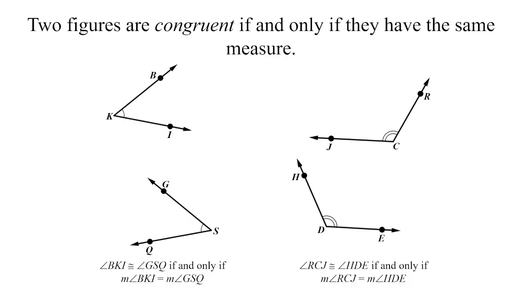So angle BKI is congruent to angle GSQ if and only if the measure of angle BKI is equal to the measure of angle GSQ. Angle RCJ is congruent to angle HDE if and only if the measure of angle RCJ equals the measure of angle HDE. So in this lesson, we're talking about angle pairs. And the first pair of angles that I introduced to you are congruent angles.